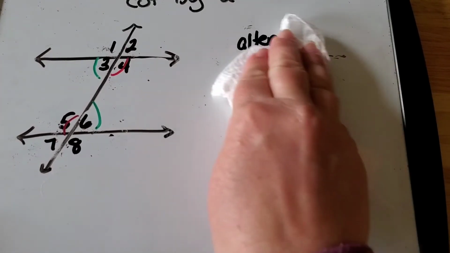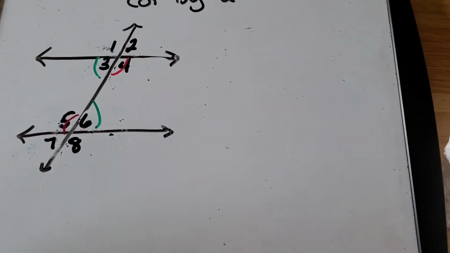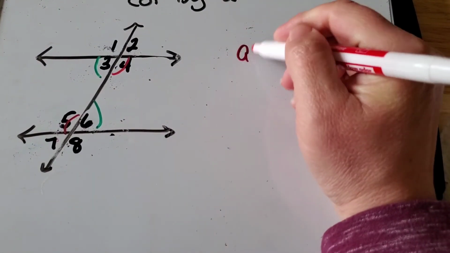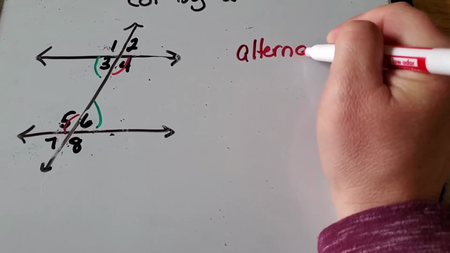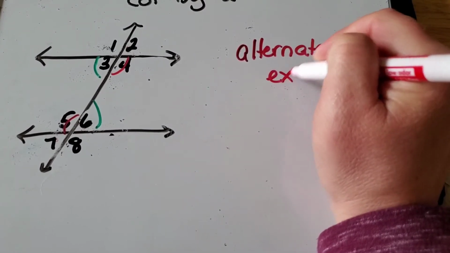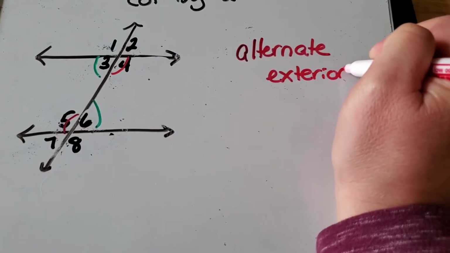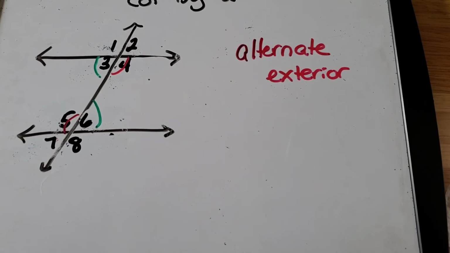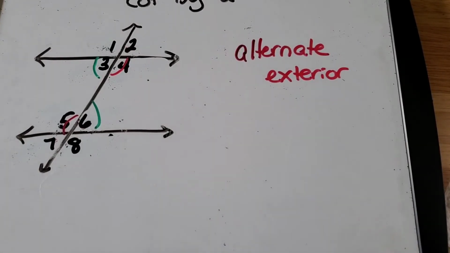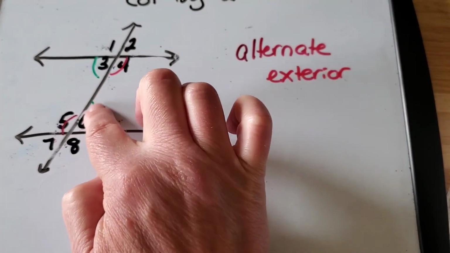Now let's see how you do with alternate exterior angles. Remember what the word exterior means. Exterior means they are on the outside of the parallel lines, but alternating from each other. Pause the video. See if you can name the alternate exterior angles.